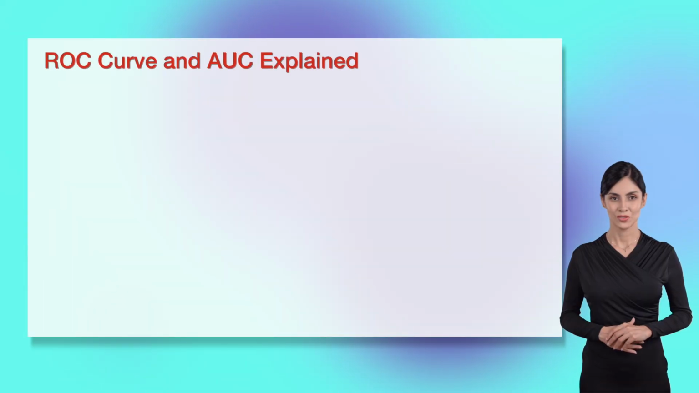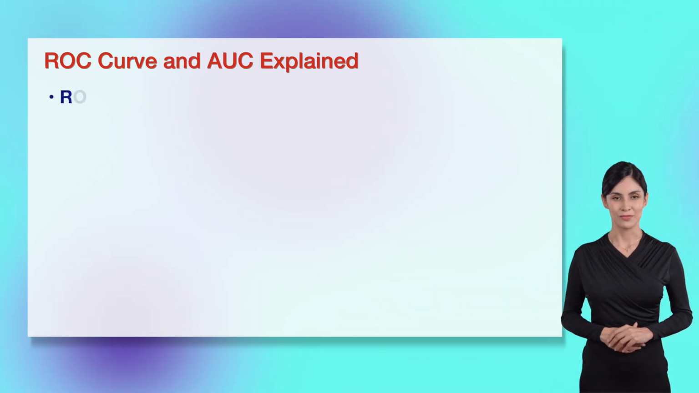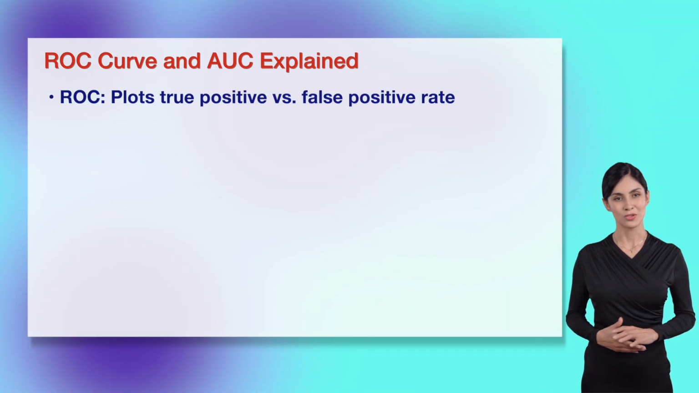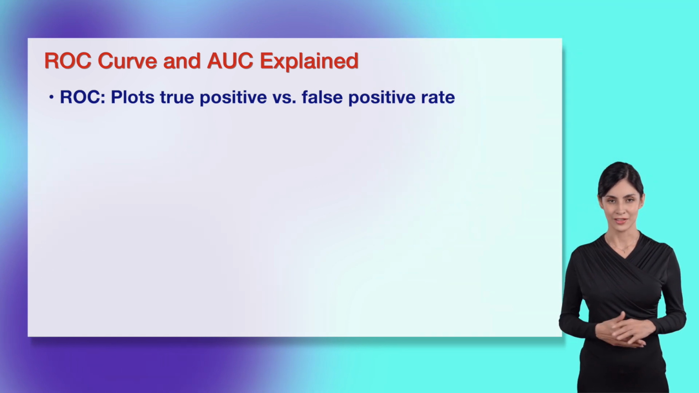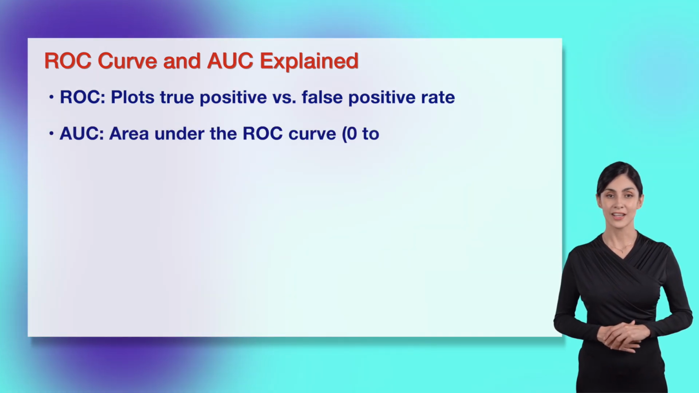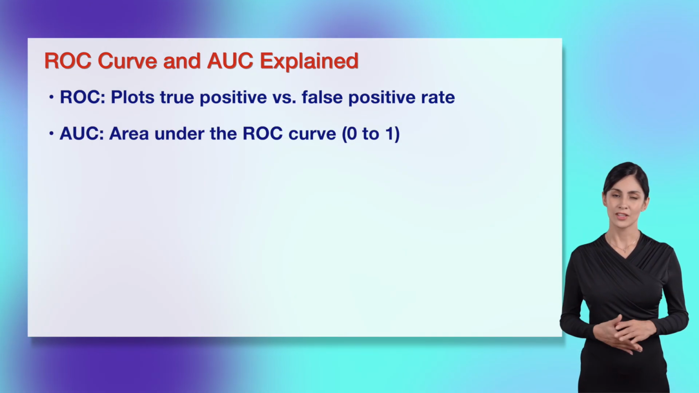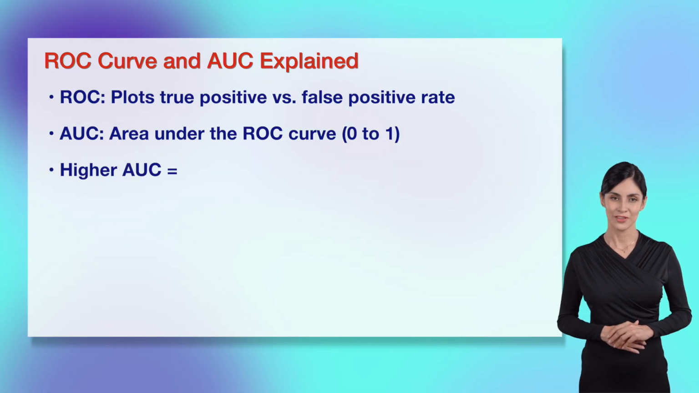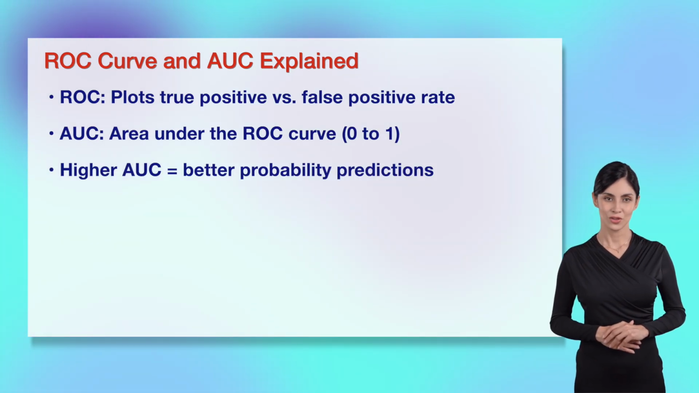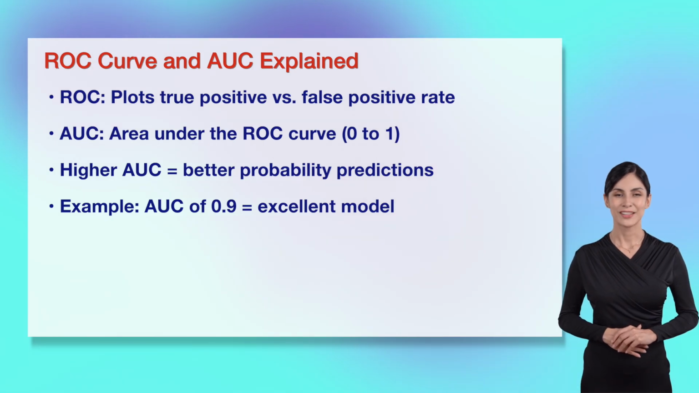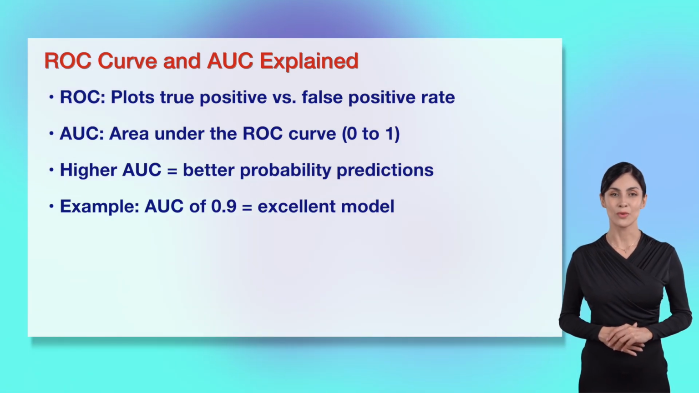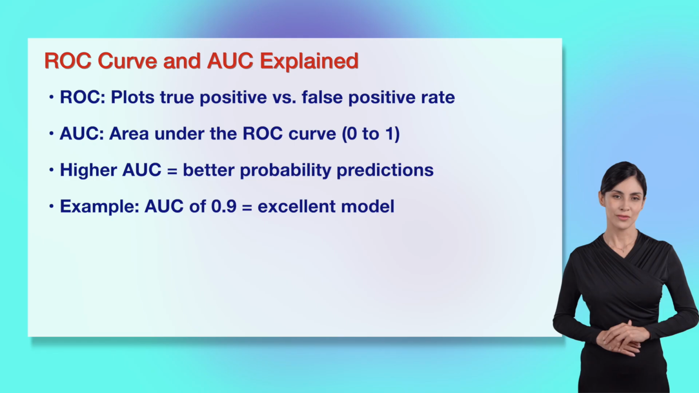The ROC curve and AUC are magical metrics, and I'm so thrilled to share how they work. The ROC curve plots the true positive rate against the false positive rate, showing how well our model distinguishes classes. AUC, or area under the curve, ranges from 0 to 1, with a higher value meaning better probability predictions across thresholds. For example, an AUC of 0.9 indicates an excellent model, capable of separating spam from non-spam effectively.